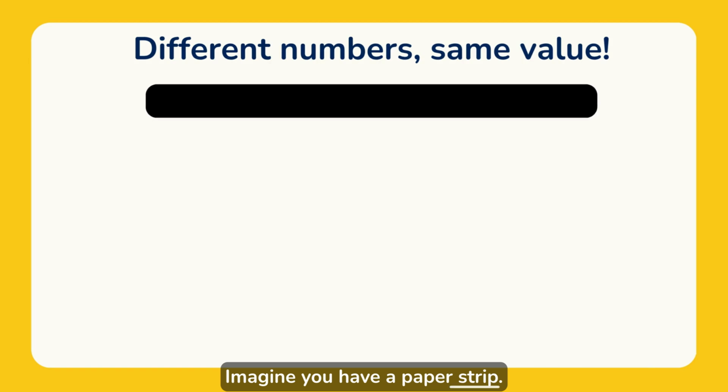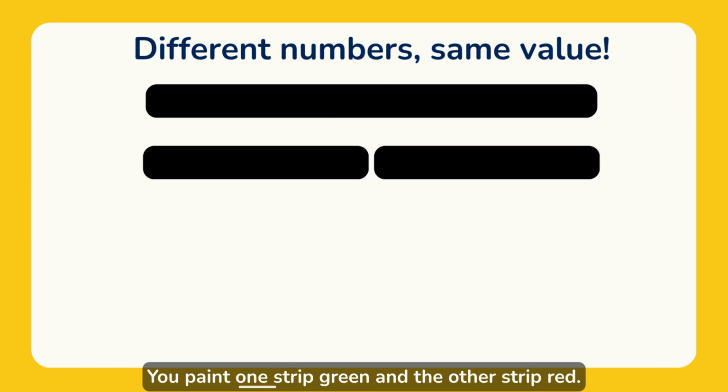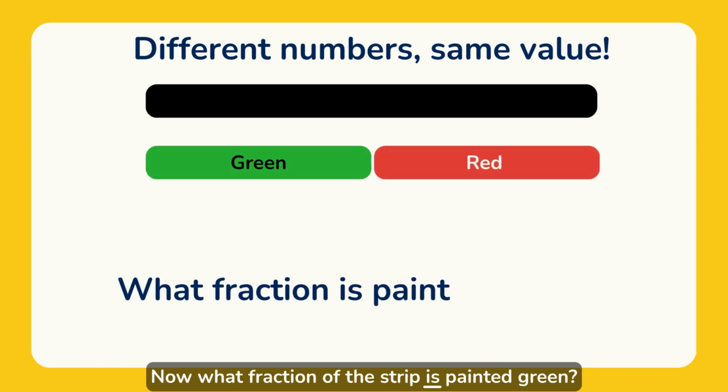Imagine you have a paper strip. You cut the strip into 2 equal halves. You paint one strip green and the other strip red. Now what fraction of the strip is painted green?